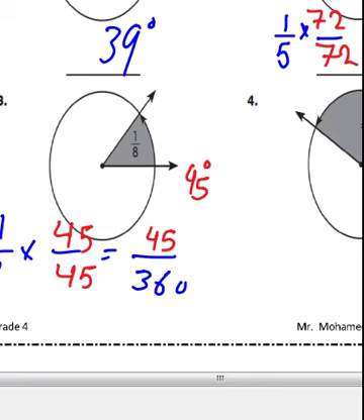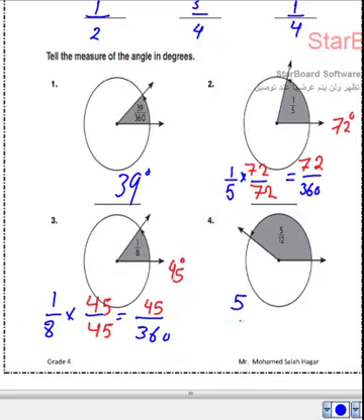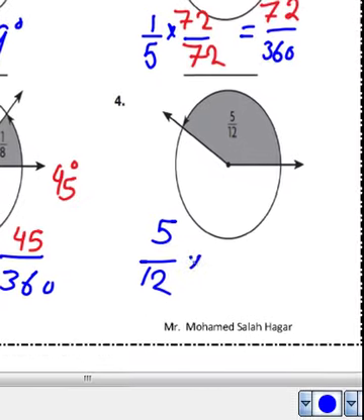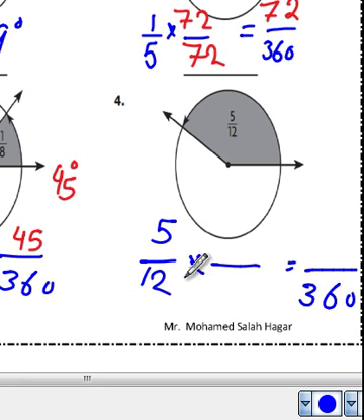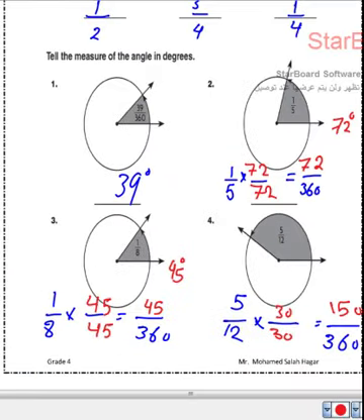The last one, he said 5/12. Do you know any direct way to tell me the answer? Exactly not. So you should follow our steps. 12 multiplied by what equals 360? Great. 12 multiplied by 3 is 36, and don't forget a 0. So 12 multiplied by 30. When you multiply down, you should multiply by the same number up. 5 multiplied by 30. Great job, 150. Excellent, guys. Let's go to the next page.